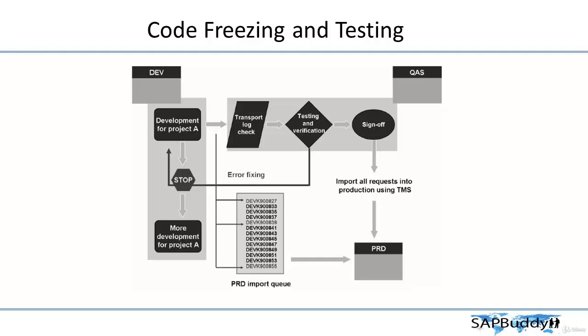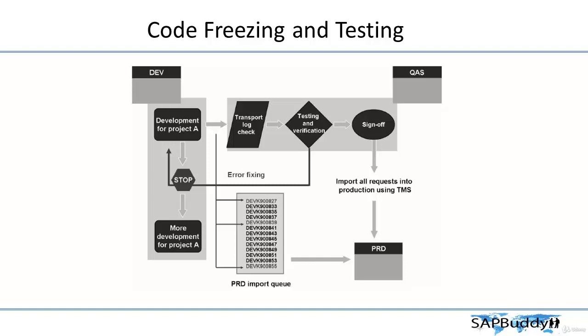If it is necessary, you can allow changes in the development system only in case of bug fixing or these kinds of things. Okay, this is code freezing. Once the quality assurance is done, let's say once we have the sign-off, then we will import the changes into the productive systems.